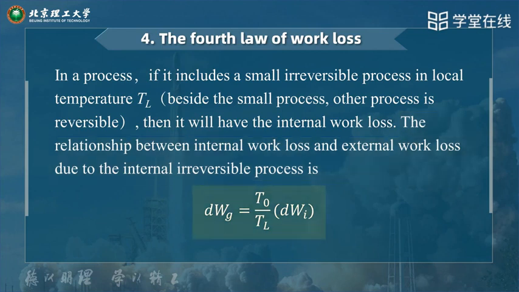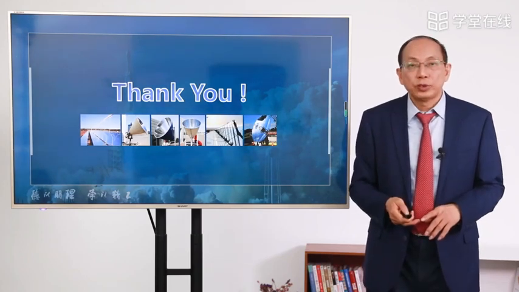dWg equals T0 over TL times dWi. Here, dWi is the internal work loss. dWg is external work loss. There is some relationship. So this equation is very important. Please remember it. Here is fourth law of work loss. Okay, thank you very much.